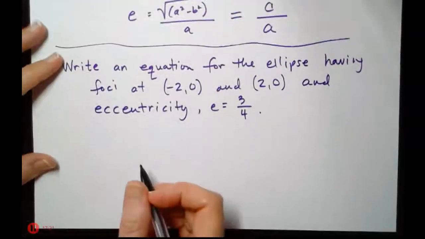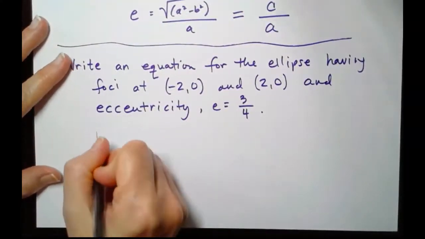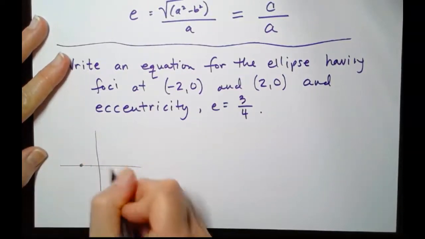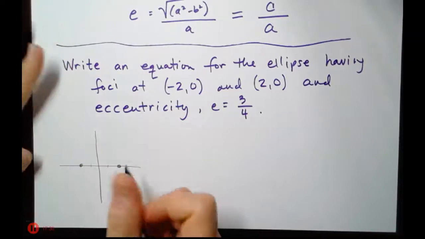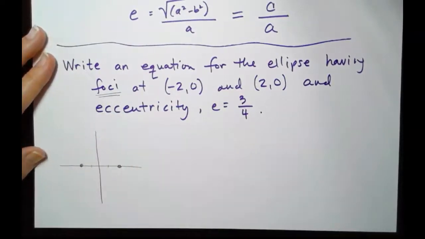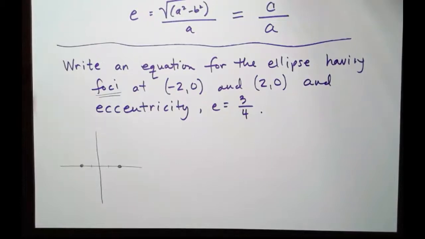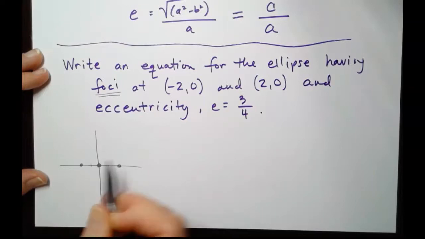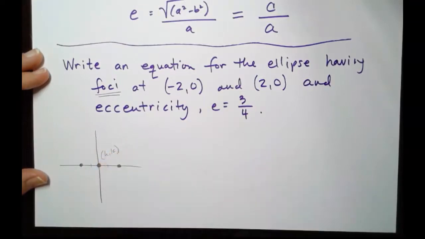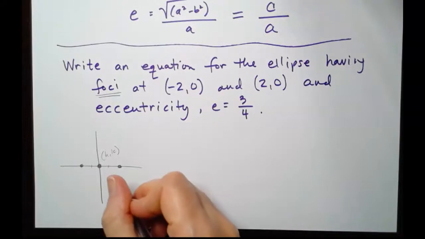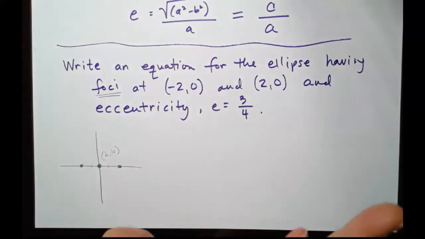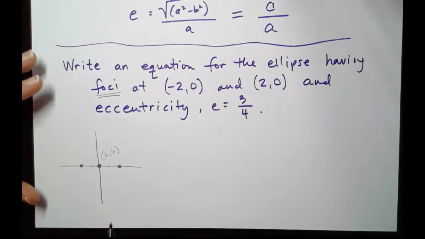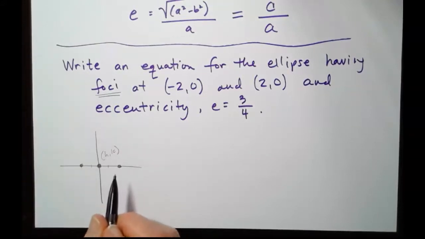So I am just going to free-hand draw what's given here. Think about this. Back 2 and then over 2, remembering that the foci live on the major axis. And the midpoint in between the foci, of course, is going to be our HK. Now, I'm drawing this quick picture to remind you that this time we don't have a vertical major axis, we have a horizontal major axis.